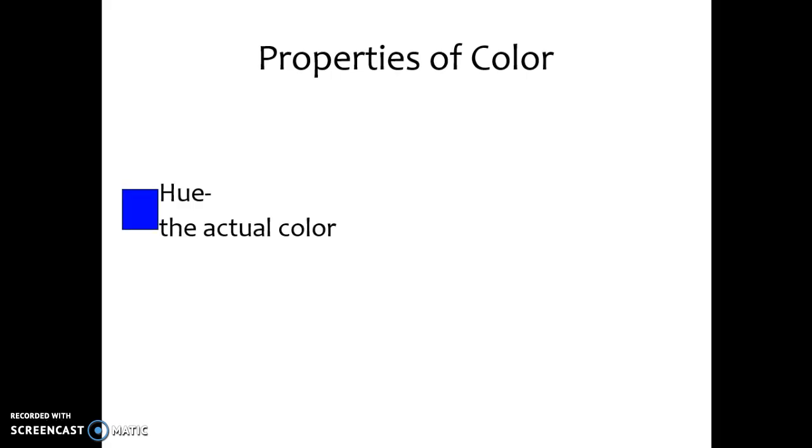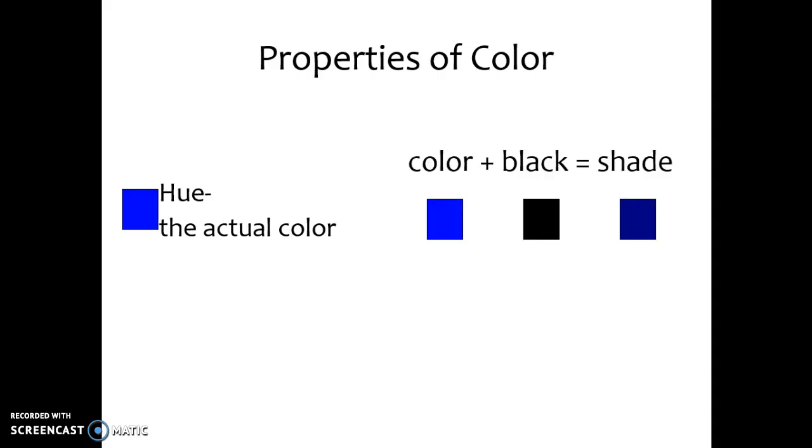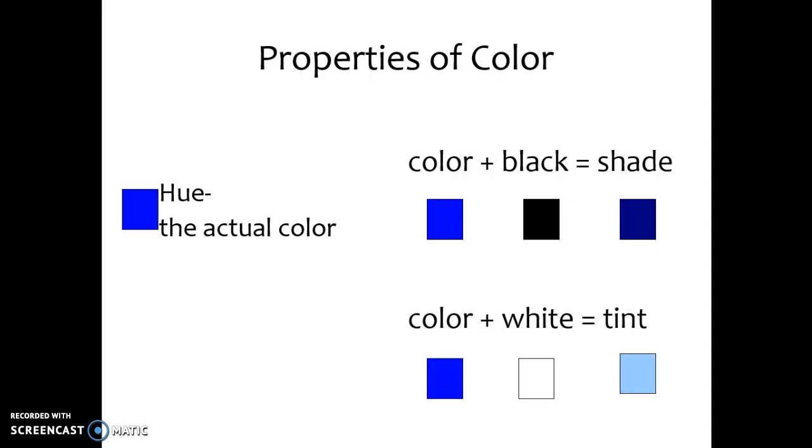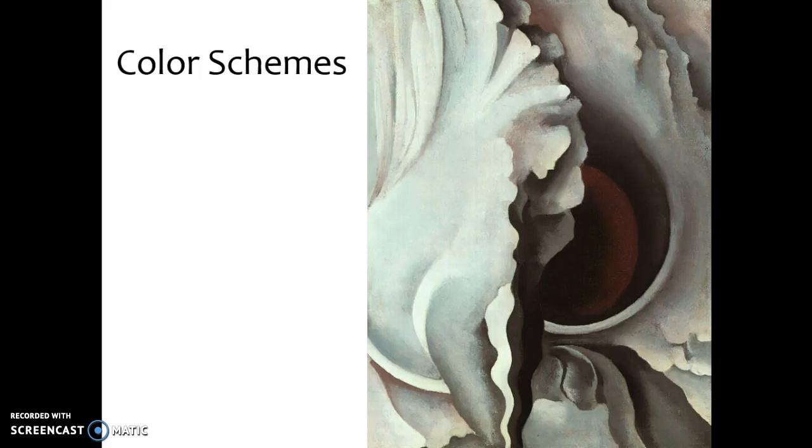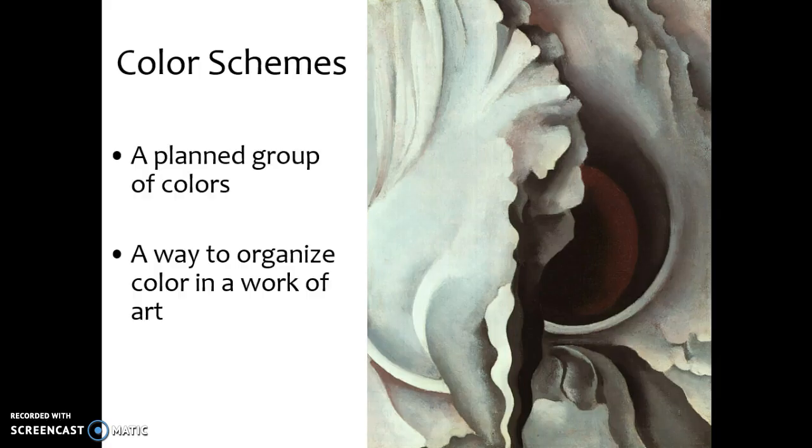When we're talking about the properties of color, a basic color that's not mixed with anything, just a pure pigment, is called a hue, H-U-E. You can change the color by creating a shade if you add black, a tint if you add white. We can also make color schemes, which are just a planned group of colors. It's a way of organizing your work of art. So rather than using realistic colors, which are whatever exists in the real world around you, you limit the number of colors you use to create a more cohesive, unified piece of artwork.